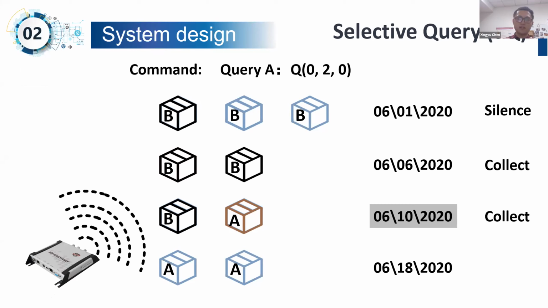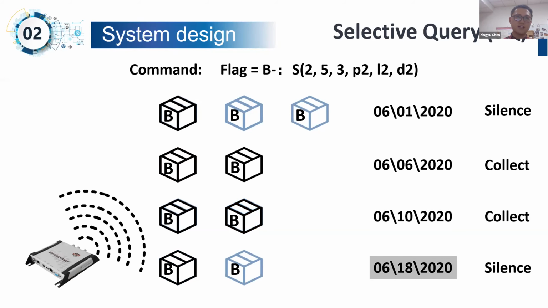You can continue. So I continue my presentation. Since the fourth tag is a target, the reader will do nothing and collects the fifth tag, the sixth tag, and the seventh tag. The eighth tag is not a target. Its group will be silenced. After all tags have been set to B, the reader terminates the collection process.